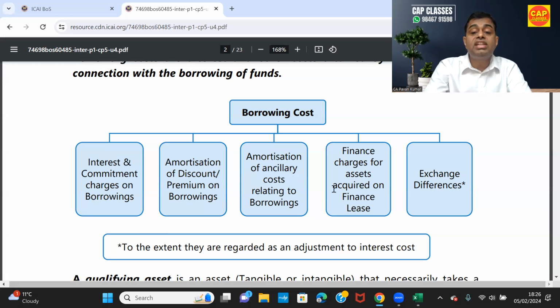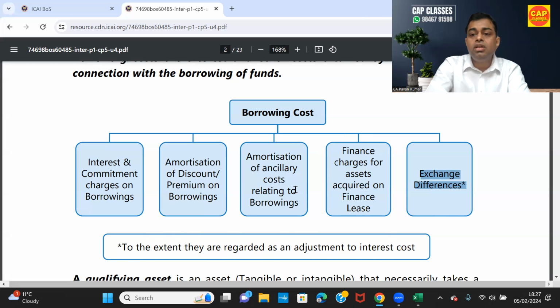Then finance charges for assets acquired on finance lease. That means even if you acquire an asset on finance lease, you will calculate interest as per Accounting Standard 19. That is also borrowing cost. Then one very, very interesting and important thing is exchange differences. Put a star mark. There is one question in the CA Final material that is copy pasted as an example in your CA Intermediate material. Now we will see what exchange difference forms part of borrowing cost, that is, foreign currency exchange differences. That we'll see.